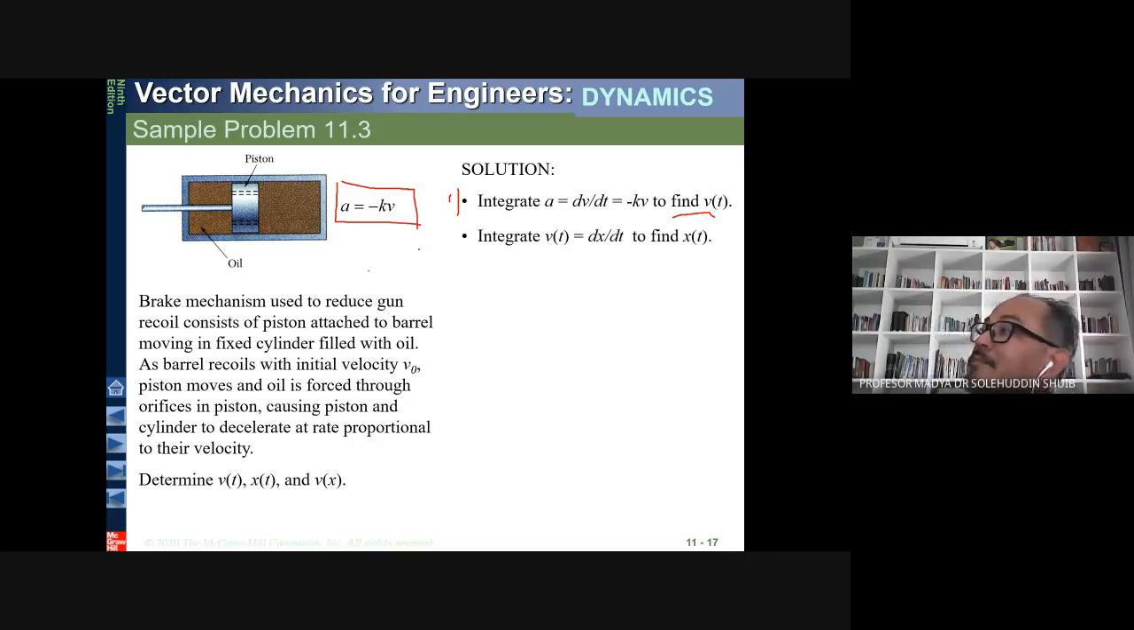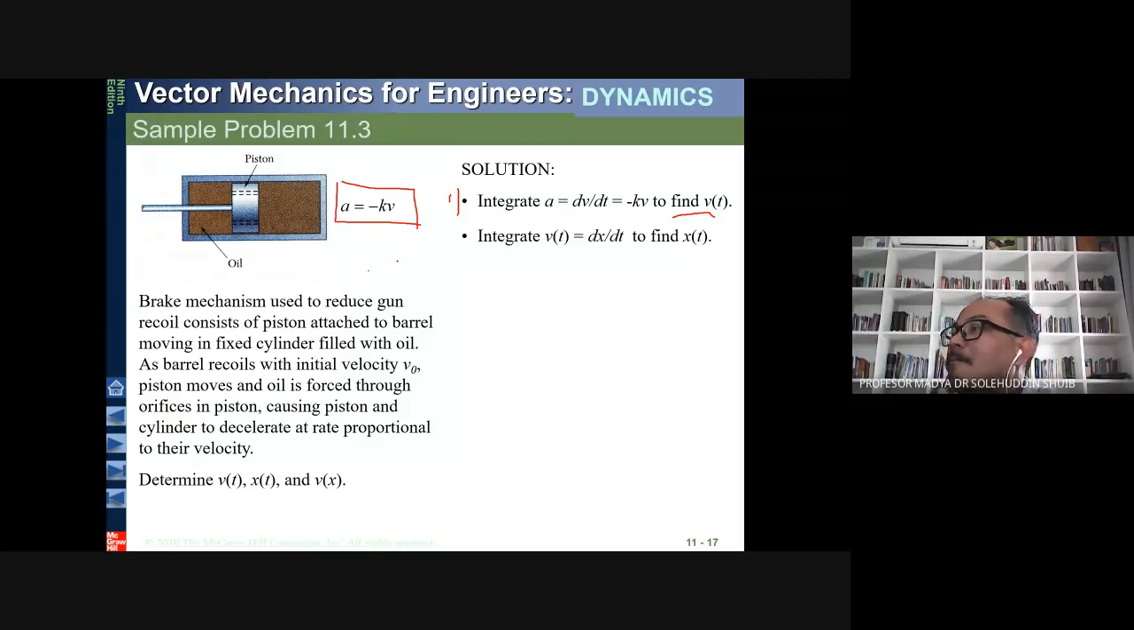Next one, we have to integrate v(t) in order for us to find x(t). We know that v(t) equals dx/dt. Very simple. From here we can find x(t). Integrate v(t), and then we find x(t).